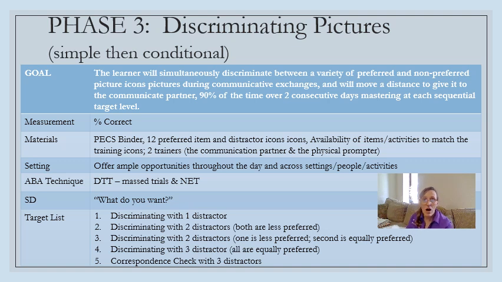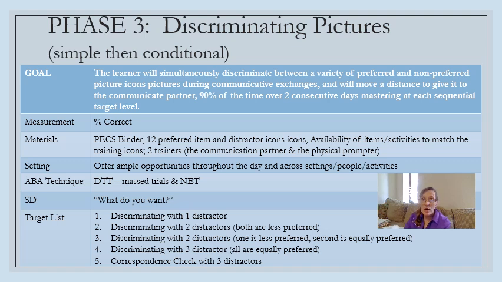So phase 3 is all about discriminating pictures. The learner will simultaneously discriminate between a variety of preferred and non-preferred picture icons during communication exchanges, and they'll move at distances to do that communicating with the communication partner. Okay, so these are the targets. Target 1 is discriminating with one distractor. Number 2 is discriminating with 2 distractors.